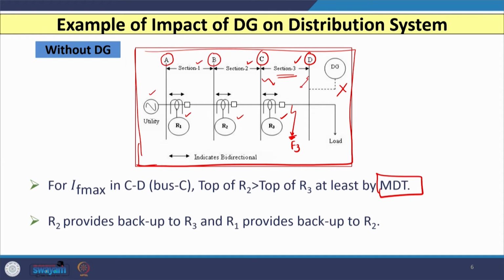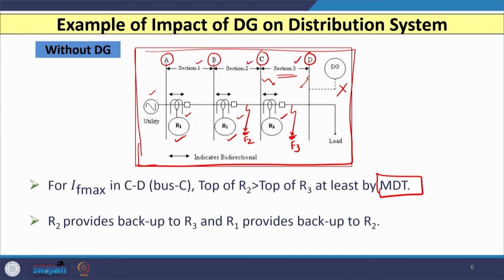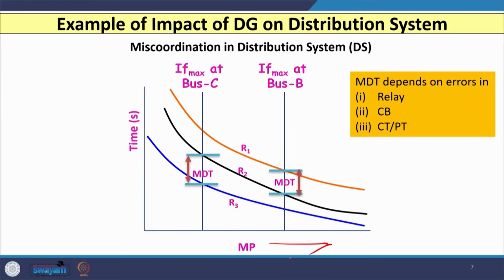If R3 fails to operate, then R2 has to provide backup. Similarly, if a fault occurs in section 2 at F2, then R2 must operate first, and if R2 fails for some reason, then R1 will provide backup. Let us understand this by plotting the characteristics of the R3, R2 and R1 relays, because all 3 are inverse definite minimum time relays. We can plot the characteristics of the 3 relays considering on the x axis the multiple of pickup current.